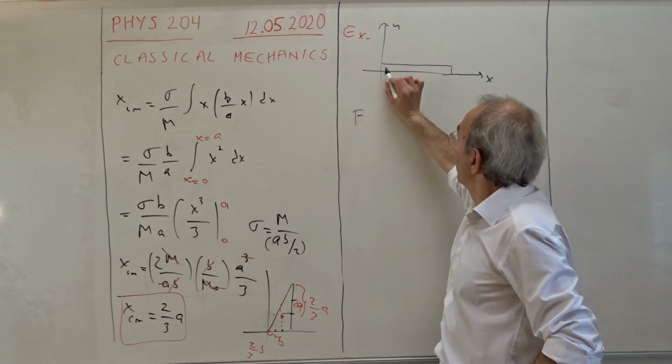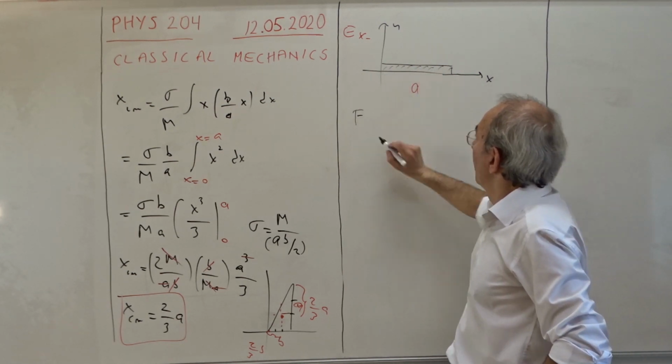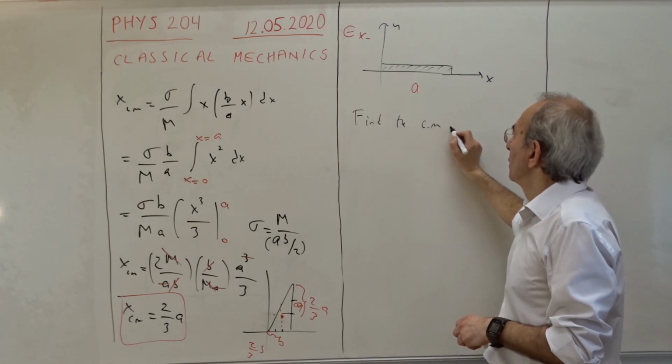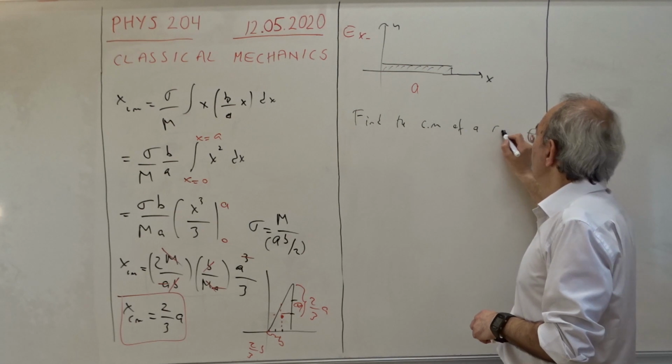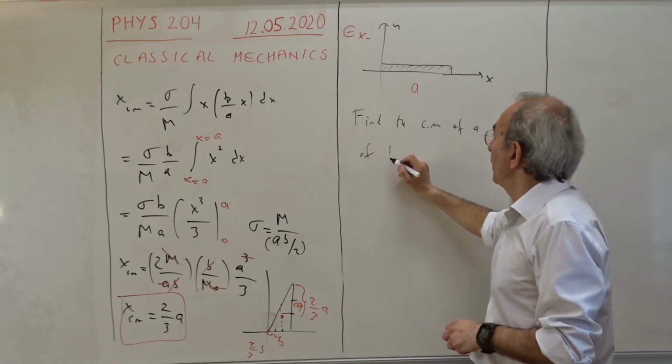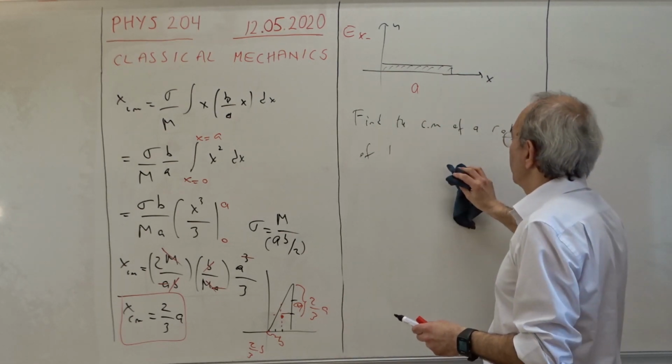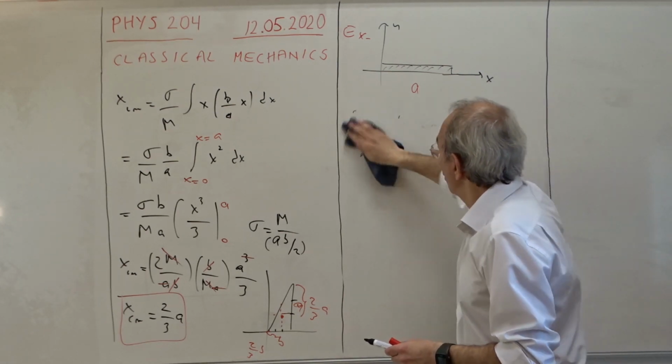Find the center of mass of a rod. First, let's find the total mass. It is easier.